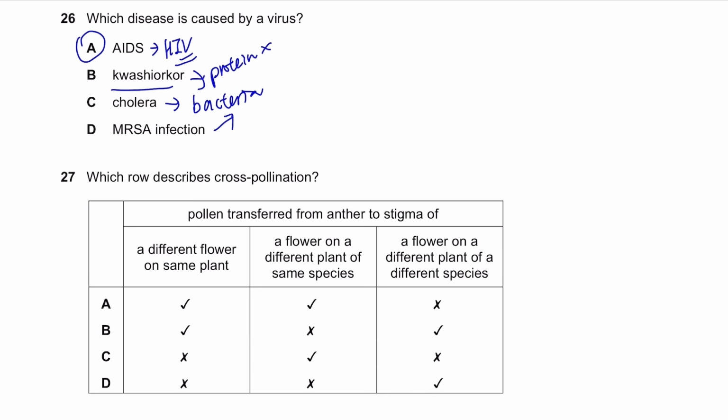Question 27. Which row describes cross-pollination? Pollen transferred from anther to stigma of a different flower on the same plant. No, that won't happen. A flower on a different plant of the same species. You might get confused by the word cross-pollination, like does it pollinate itself? No, that's self-pollination. Cross-pollination is where a flower and a different plant of the same species are pollinated. Then a flower on a different plant of a different species. This is just a normal pollination and not a cross-pollination. So the answer is C.